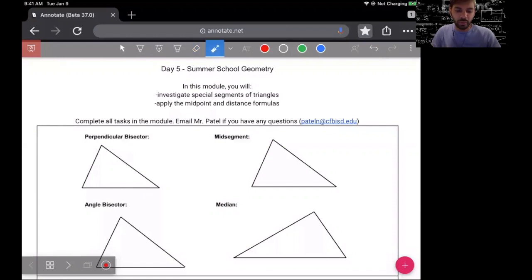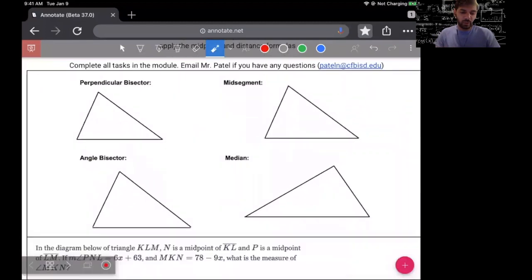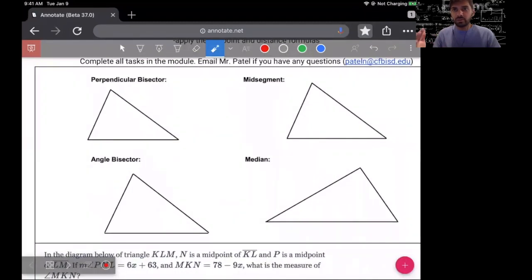In this module, we're going to be talking about special segments in triangles, as well as applying the midpoint and distance formulas. So we'll talk about these three things: special segments, the midpoint formula, and the distance formula. We'll first start by identifying all these different examples of special segments in any kind of triangle. I have 4 different triangles up here, and there are 4 different terms. There are 4 different types of segments inside of a triangle.